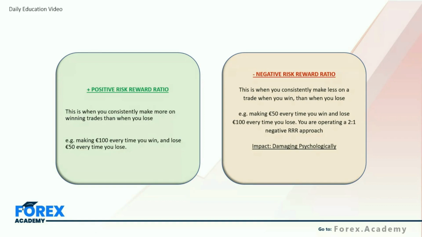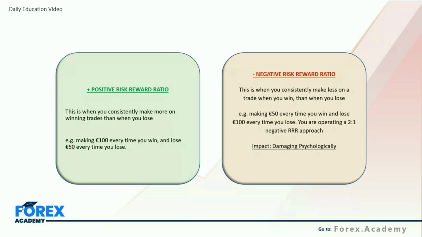In terms of just following the markets and looking to trade with trends, you're not necessarily allowing yourself the opportunity to make as much money as possible in the market. That is one huge disadvantage to trading with a negative risk-reward ratio. As an example, making €50 every time you win on a trade and losing €100 every time you lose, you're operating a negative risk-reward ratio of 2-to-1.